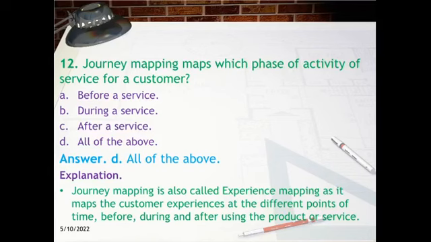12. Journey mapping maps which phase of activity of service for a customer? Before a service. During a service. After a service. All of the above. Answer. D. All of the above. Explanation. Journey mapping is also called experience mapping as it maps the customer experiences at the different points of time before, during and after using the product or service.